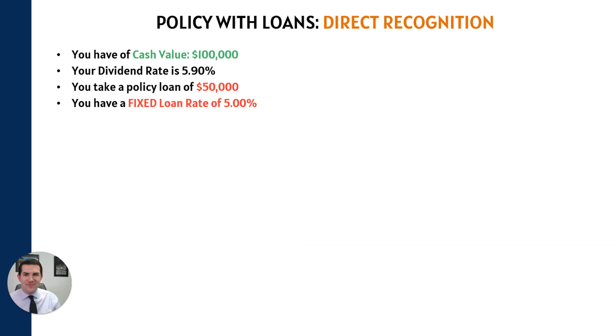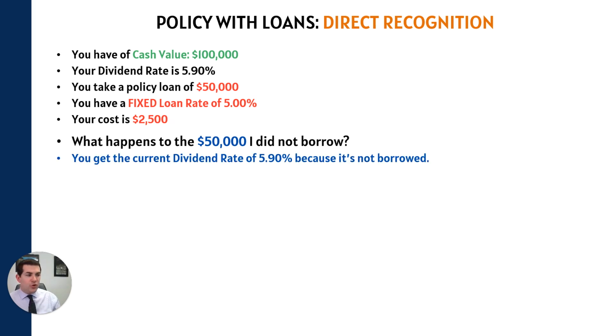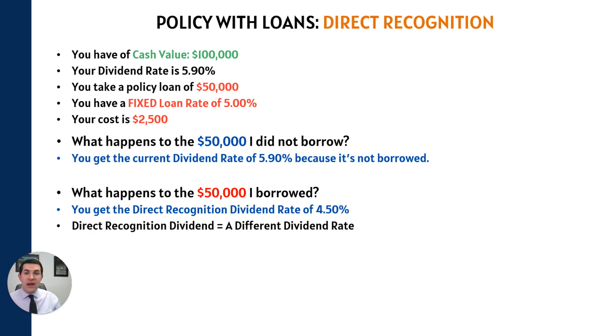Let's look at direct recognition. Same policy. You've got $100,000 in cash value. Dividends 5.9%. You take a $50,000 policy loan, although this time you've got a fixed loan interest rate of 5%. What's your cost? $2,500. 5% of $50,000, $2,500. What happens to the money you did not borrow? That $50,000, you get the dividend rate of 5.9% because you did not borrow it. Here's the question though. What happens to the $50,000 I did borrow? You get the direct recognition dividend of 4.5% in this example. This is the scary example.